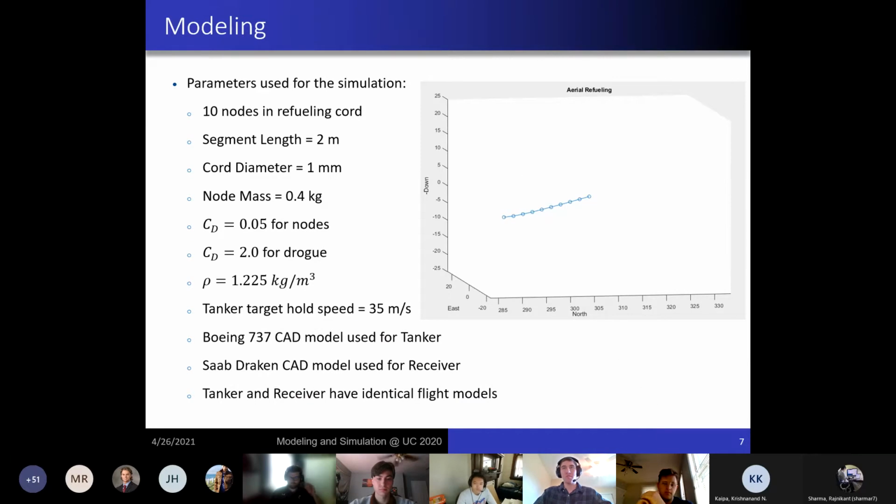And you can see a picture here of what the actual cord looks like when we simulate it. It's modeled as a collection of point masses connected by massless springs, essentially. We used 10 nodes to model the cord. This was a good balance between realism and simulation time. As you add more nodes, there's 6 states for each node, so obviously it grows quite rapidly and slows down the simulation to where it's really not useful for visualization purposes. And then you can see some of the other parameters we used in the model as well.